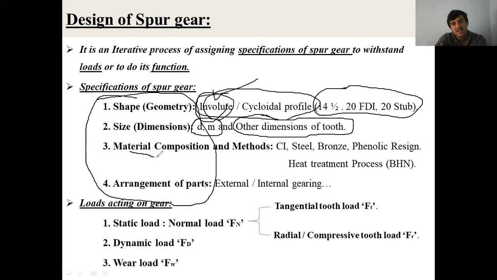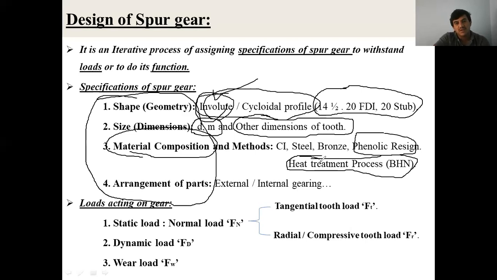Metal composition means gears are usually made of cast iron, steel, bronze and other composite materials, depending upon the application. And then you go for a heat treatment process to increase the surface hardness, that is, to increase the BHN value, the Brinell hardness number. Then, how the parts are arranged, whether external gearing or internal gearing.